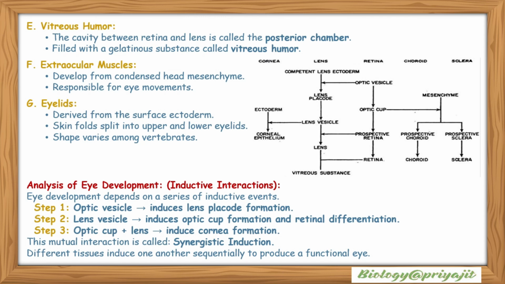Analysis of eye development, which is the inductive interactions. Eye development depends on a series of inductive events. Number 1, optic vesicle induces lens placode formation. Number 2, lens vesicle induces optic cup formation and retinal differentiation. And step 3, optic cup plus lens induce the cornea formation. This mutual interaction is called synergistic induction. Different tissues induce one another sequentially to produce a functional eye.